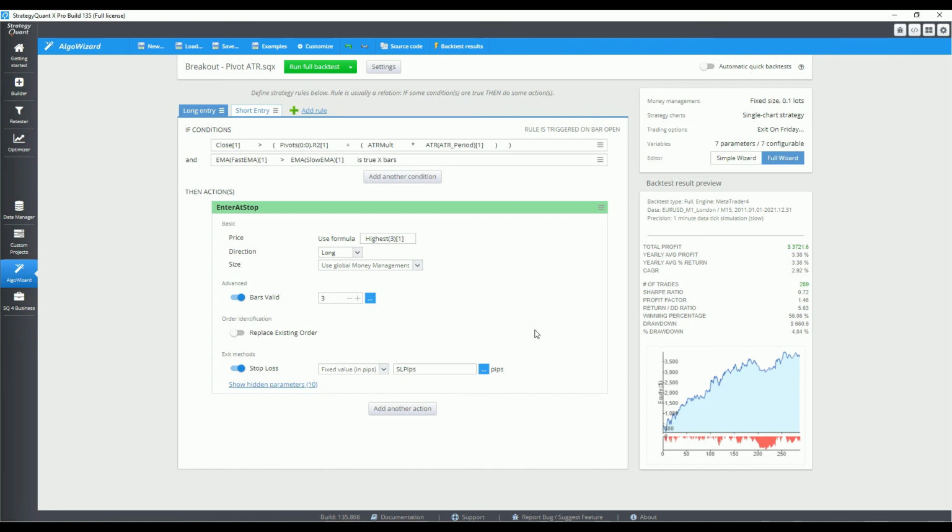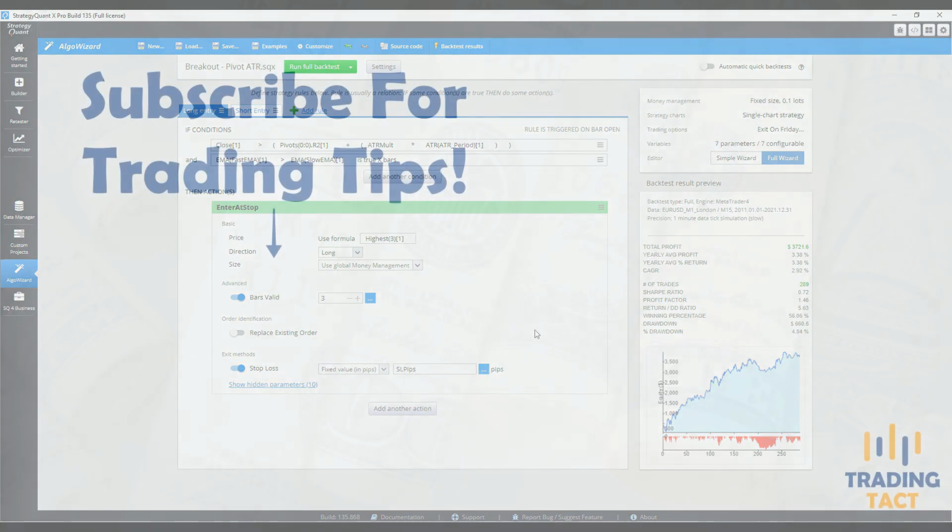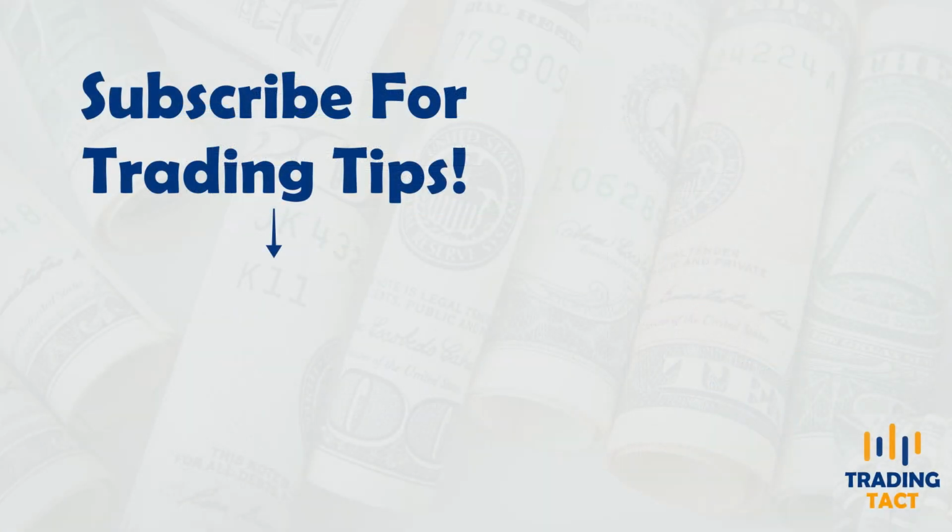If you're a long-term trader, weekly or even monthly pivots may make more sense. Or if you prefer a mean reversion approach instead, check out the video at the top right.